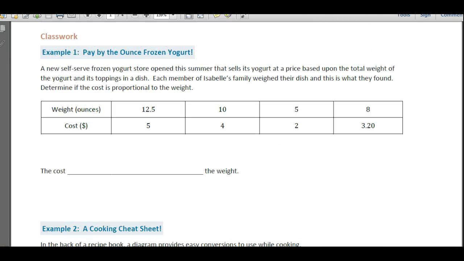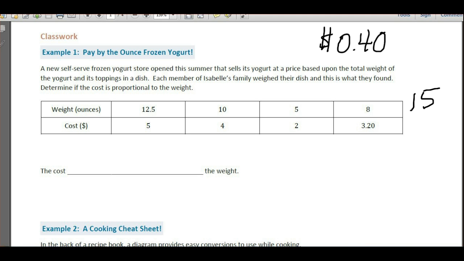Okay, so we're back. All of my data has been wiped off the face of my page here, but let's go ahead and figure this out for Isabel's brother here. Slow in the sense that I'm just a hungry brother, let's say. Okay, so we said he had 15 whopping ounces of yogurt and toppings, and our rate we came to was 40 cents per ounce.